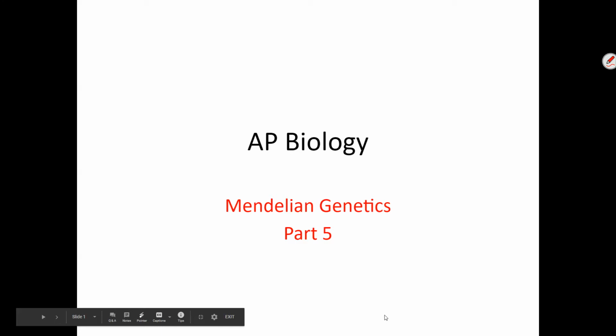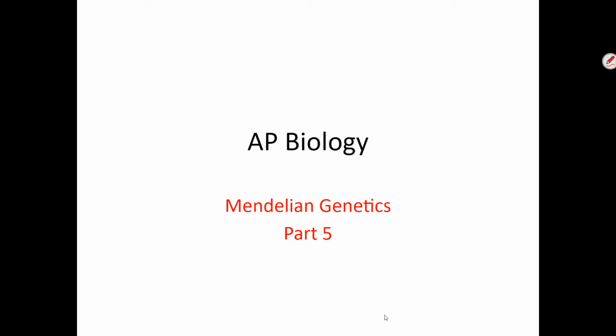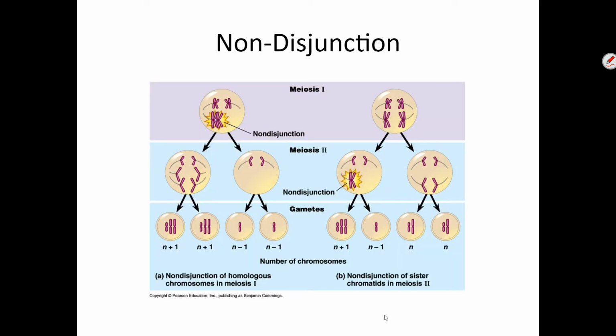All right, in this video, we will conclude Unit 6 by talking about chromosomal errors that can happen as a result of meiosis. And one of those chromosomal errors is called nondisjunction. The easy definition for nondisjunction is a failure for chromosomes to separate at some point during meiosis.